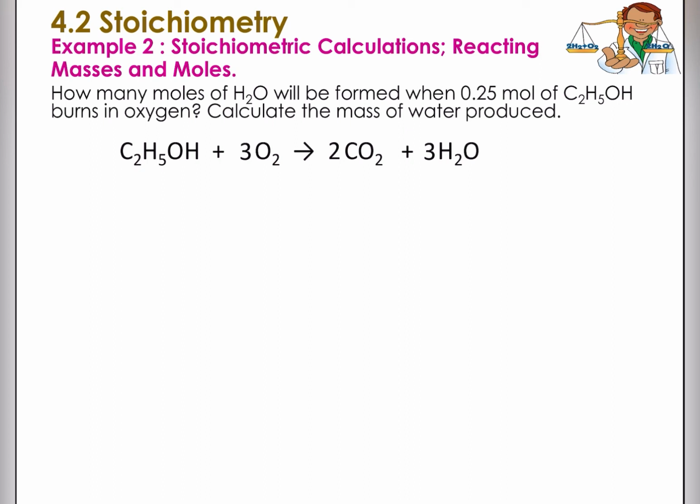Now, I'm going to take out all the informations given. So, how many moles of H2O? Itu soalan saya yang pertama. So, moles untuk H2O. And the next one, I got 0.25 mole of ethanol. So, 0.25 mole ethanol, saya tulis dekat bawah dia. And the next one, I have to calculate the mass of water. So, mass. Okay. So, that's how you take out the information.